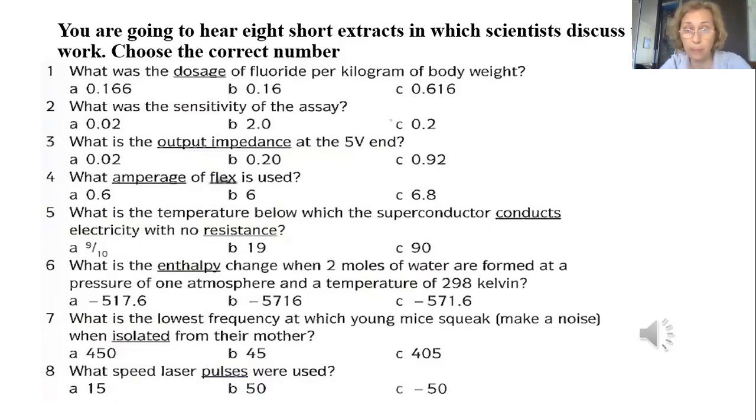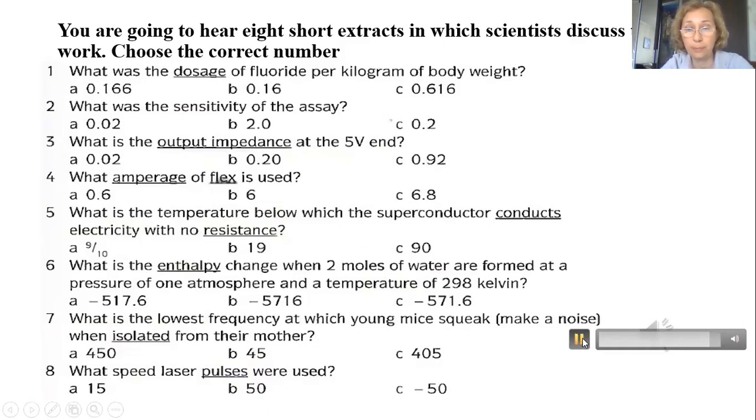Okay. 7. Isolated young mice squeak repeatedly at frequencies of 45 kilohertz to 88 kilohertz until their mother comes and returns them to the nest. Which letter is it? B. Yeah, 45. It's interesting about young mice who are just calling for their mother. So this is like scientific research about mice.